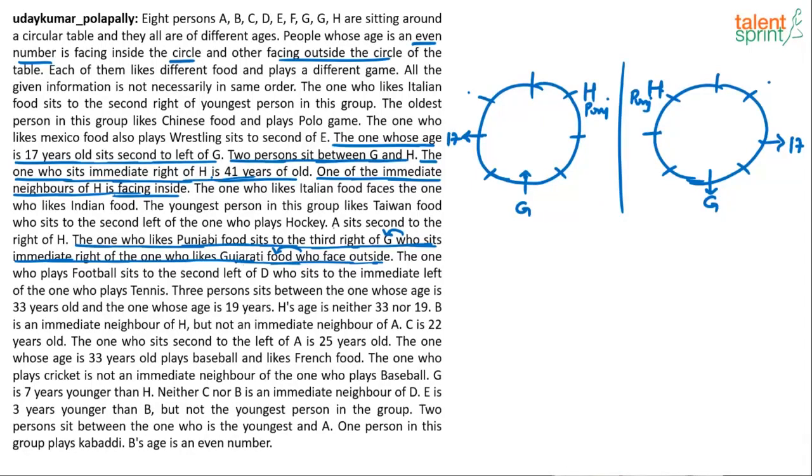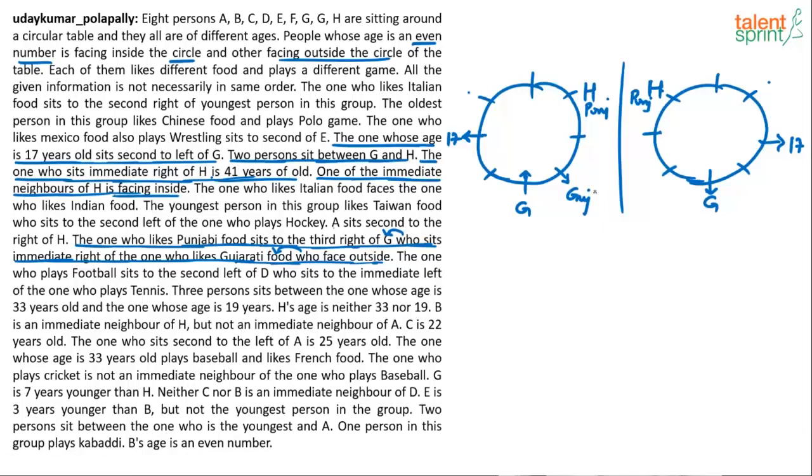And we know that G is on the immediate right of that person. So what does it mean? Gujarati food has to come here. And immediate right of this Gujarati food is G, because G is already fixed for us. So based on that, we can fix Gujarati food. Gujarati food cannot come here, because if it comes here, the Gujarati person is facing outside, and for that outside facing person, right would be this direction. And this is not G. You're getting my point?